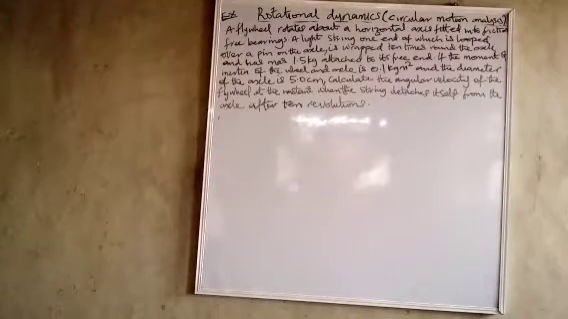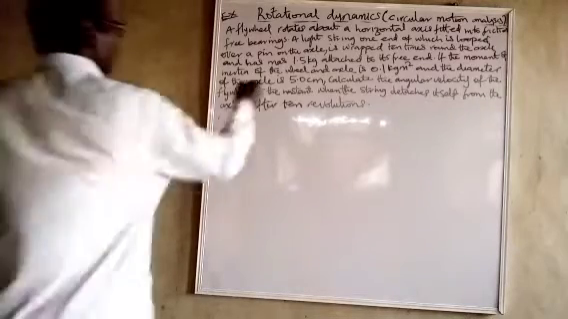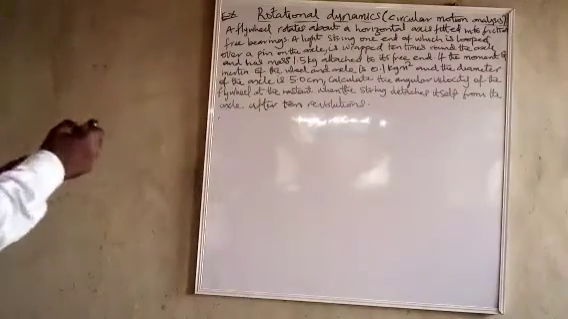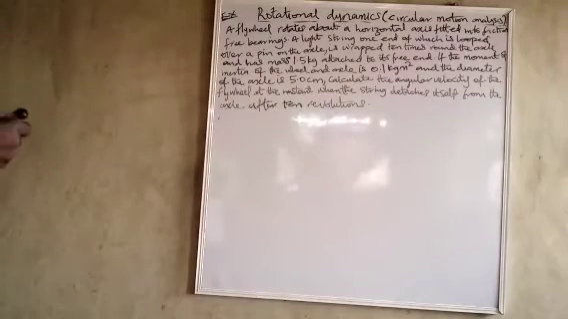A flywheel rotates about a horizontal axis, fitted into friction-free bearings. A light string, one end of which is looped over a pin on the axle, is wrapped 10 times around the axle, and has a mass of 1.5 kilograms attached to its free end. If the moment of inertia of the wheel and axle is 0.1 kilogram meter squared, and the diameter of the axle is 5 centimeters, calculate the angular velocity of the flywheel at the instant when the string detaches itself from the axle after 10 revolutions.